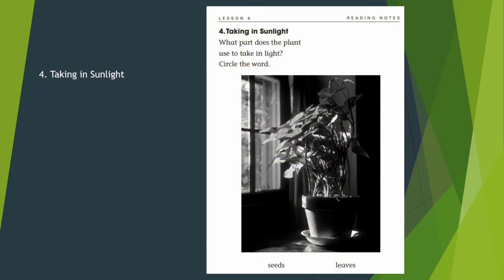Next, we're going to read about taking in sunlight. Number 4, taking in sunlight. Okay, on our workbook page, that's where we are, sorry. On the workbook page, it says, what part does the plant use to take in light? Circle the word. Does it use its seeds or its leaves? Oh, I think we've thought about that one a lot, haven't we? Definitely the leaves. Good job.